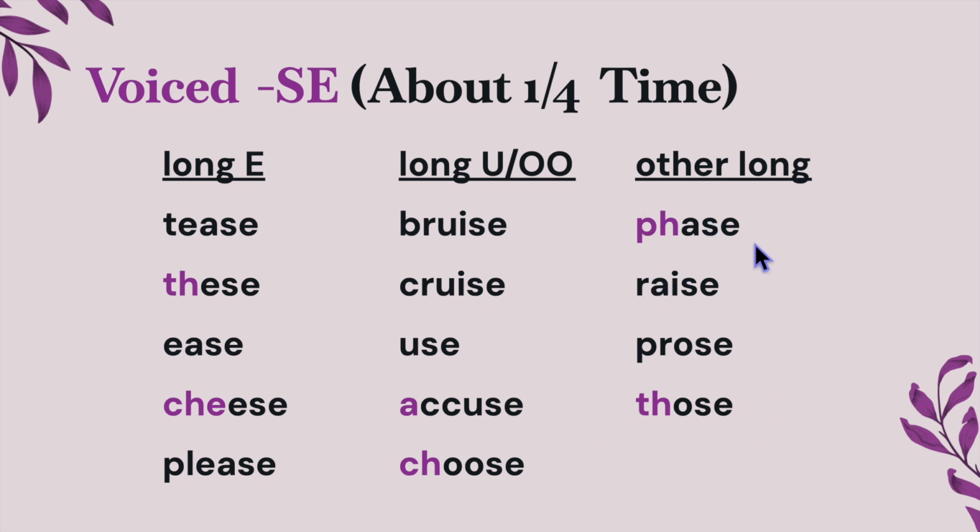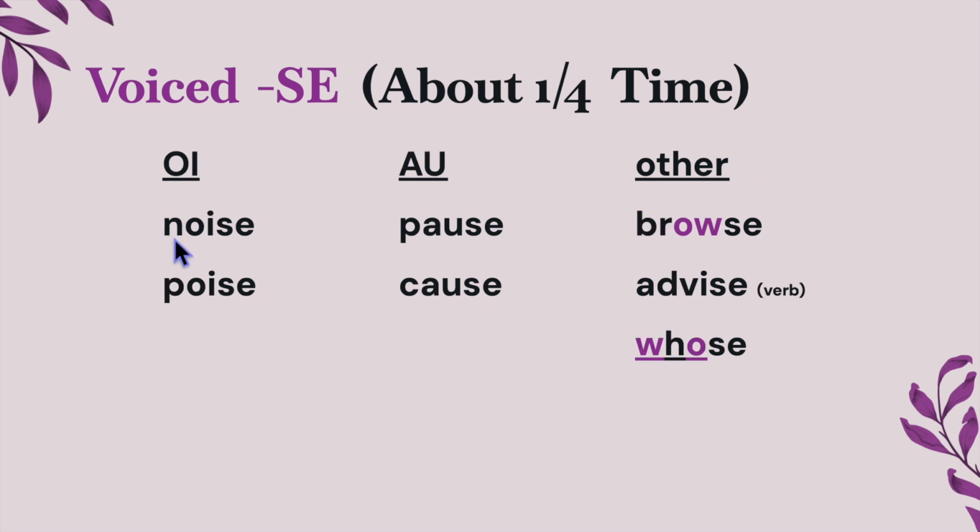These words will use other long vowel sounds. Remember that PH says f, so this is phase, raise, prose. TH will say th here, those. OI says oi, so this is noise and poise. AU says ah, so we have pause and cause. In this word, OW is going to have the ow sound. So we have browse, advise with a short A.